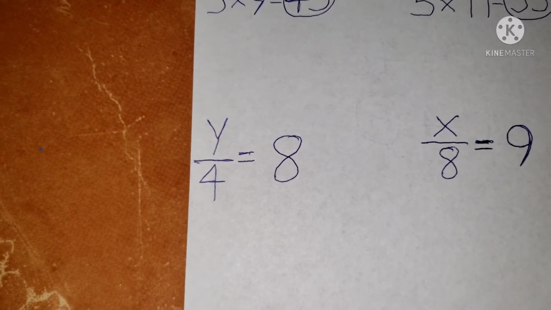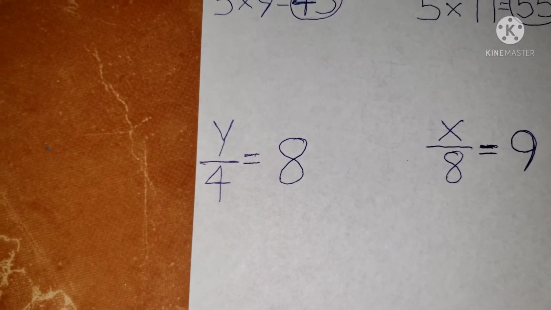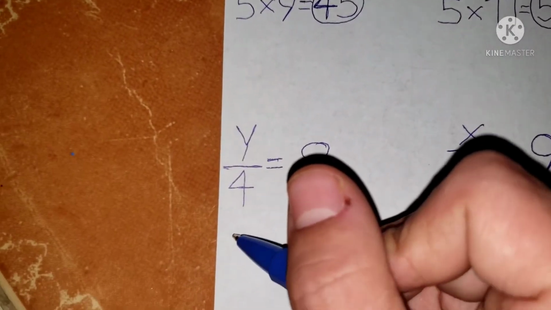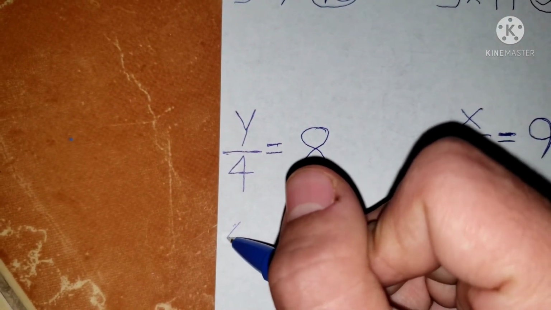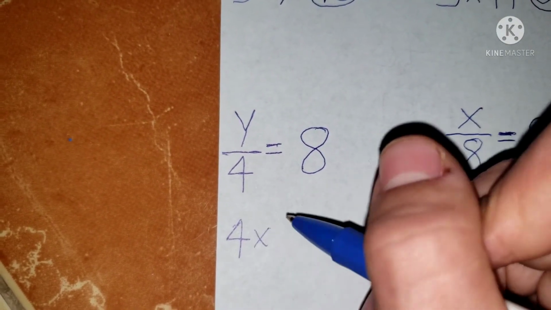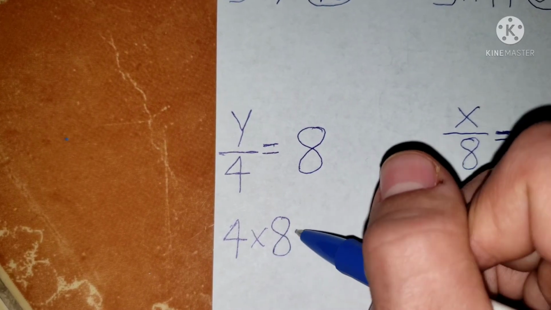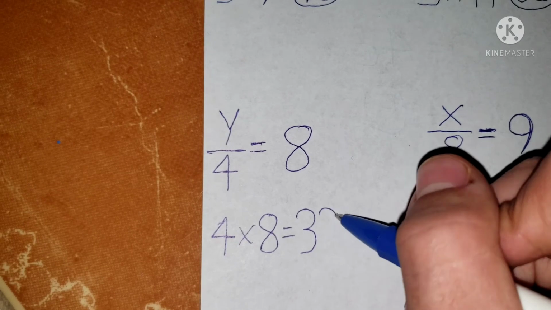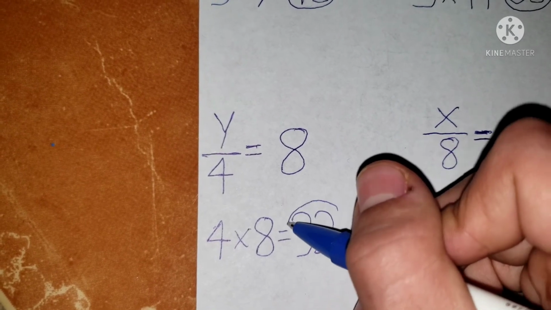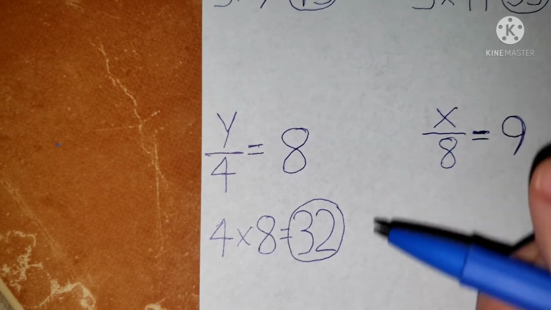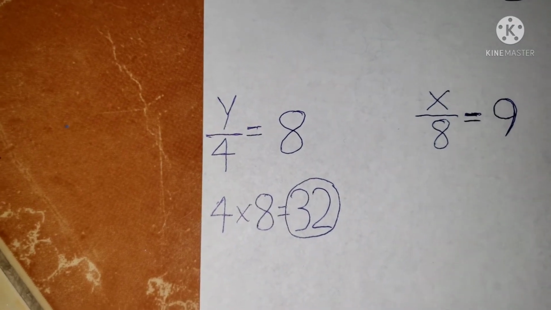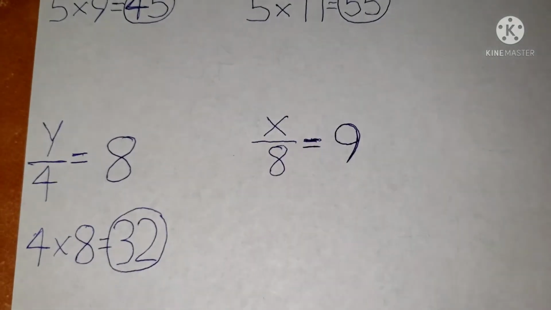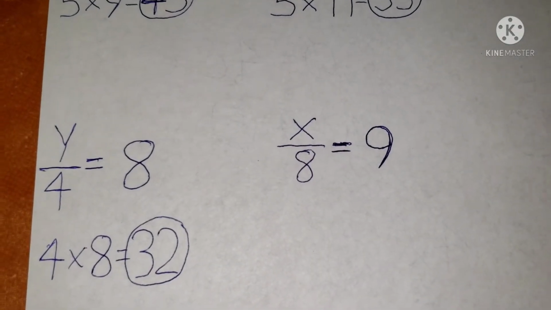y over 4 equals 8. What do you do? 4 times 8 equals 32. It's that simple, guys. Last but not least, x over 8 equals 9.